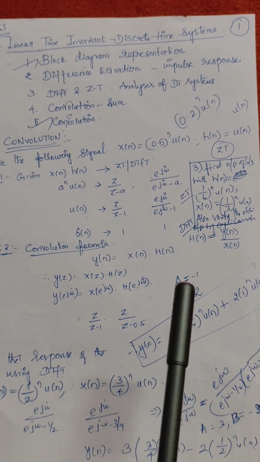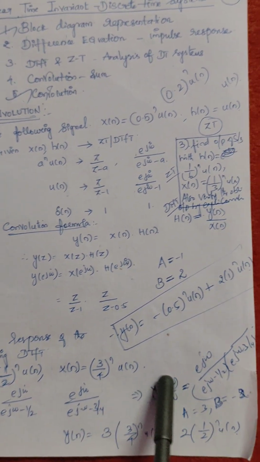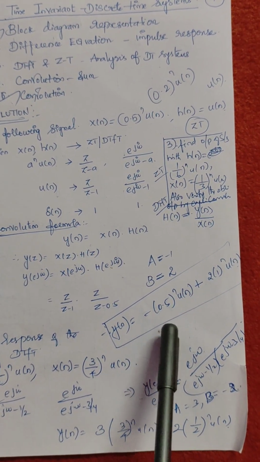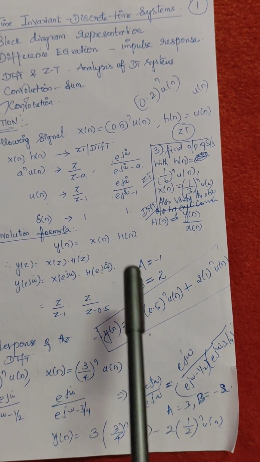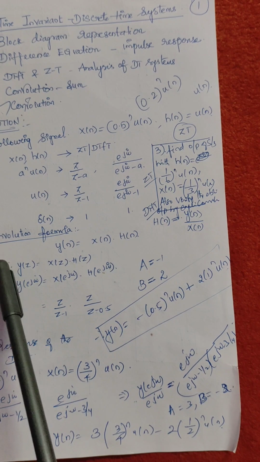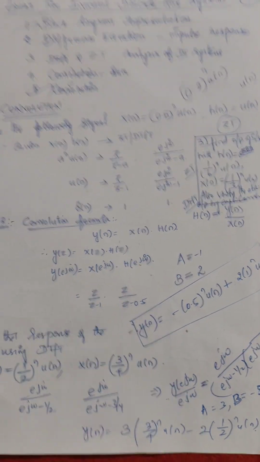Apply partial fraction, find a, b values, find the answer. My answer will be y of n is equal to minus 0.5 power n u of n plus 2 into 1 power n u of n. My a, b values for this respective problem, on simplification, a equal to minus 1, b equal to 2.